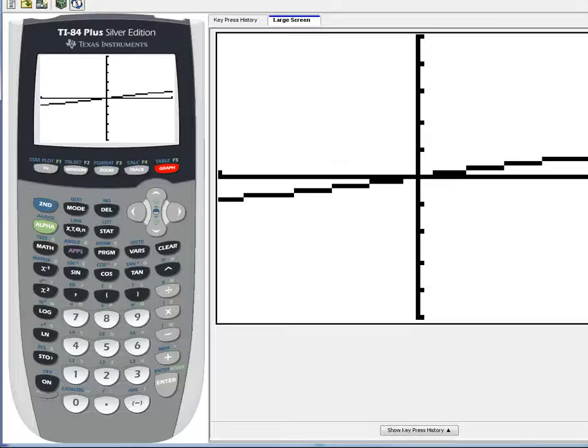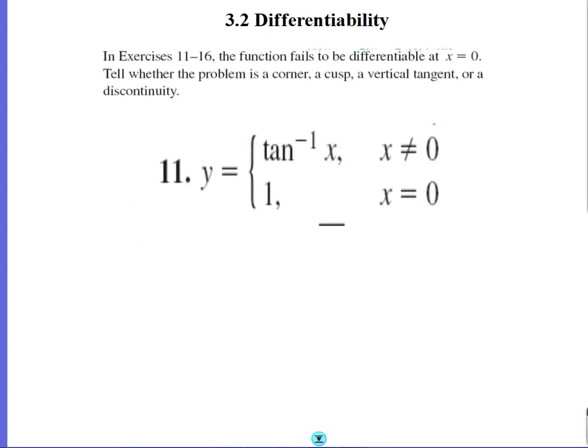Here's the graph of inverse tangent. What I've done is zoom in, and my window is at -1 to 1, and my y is from -5 to 5. So here's the inverse tangent of x. I need to find out what's happening, because my function says that for inverse tangent of x, x does not equal 0. When x does equal 0, it's going to be 1.